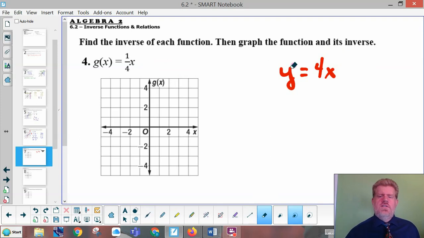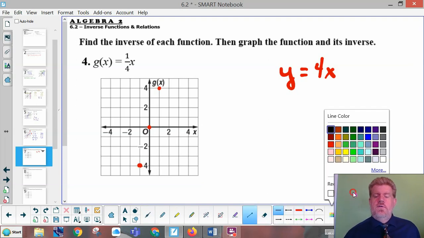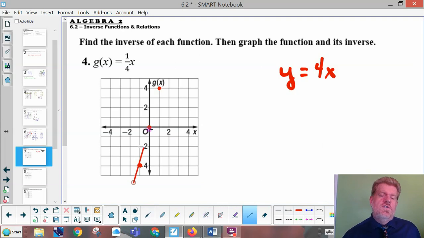Let's graph the inverse, 4x. What's the y-intercept? 0. There's no b, mx plus b. Slope is 4, which means I go up 4 over 1. I should say up 4 to the right 1, which means down 4 to the left 1 is the same thing. And that is my equation of my inverse. Okay?